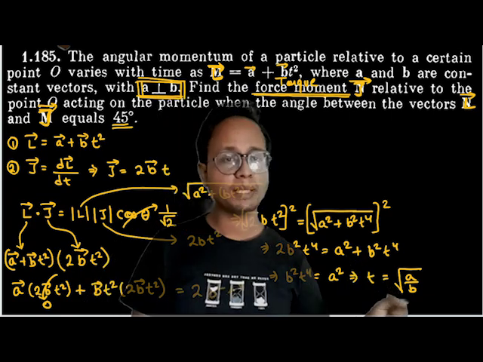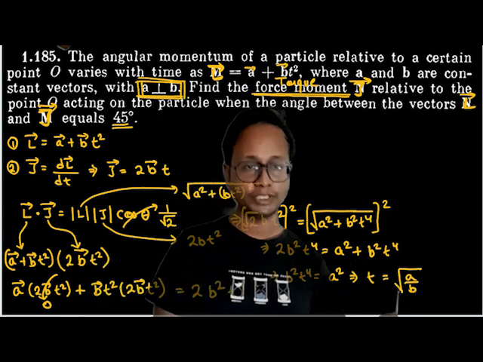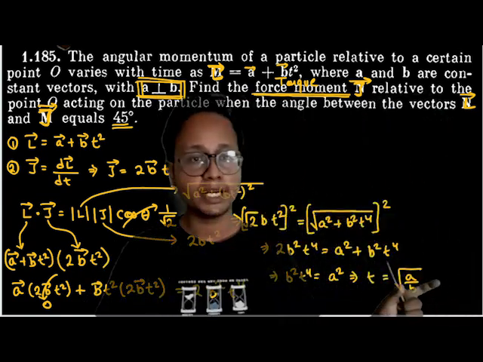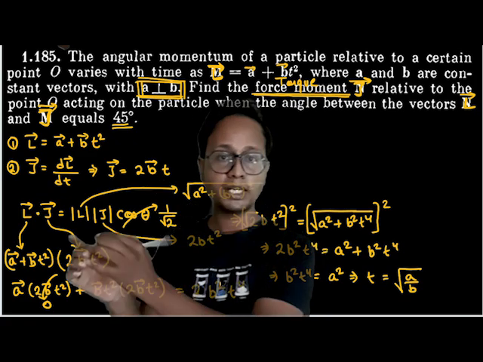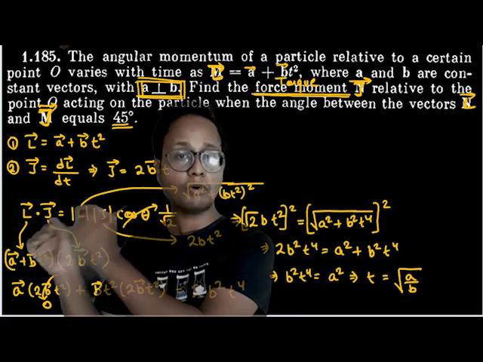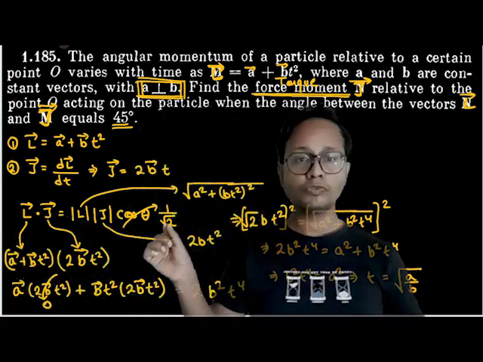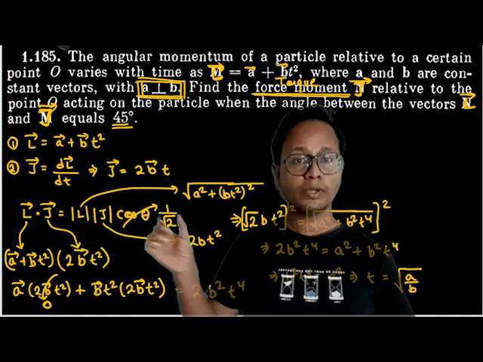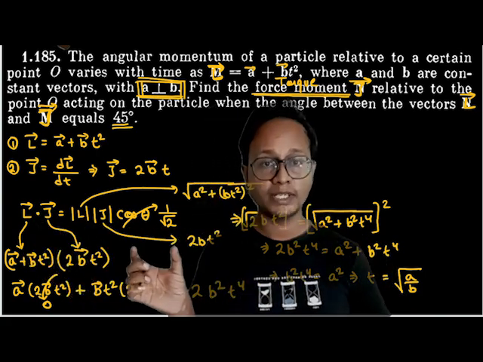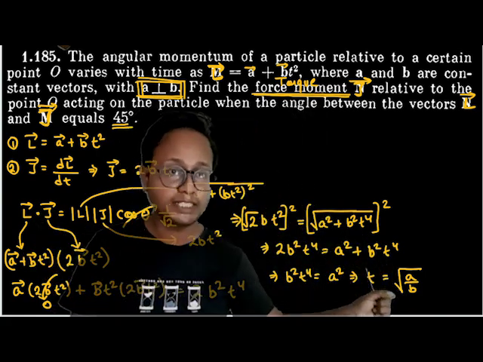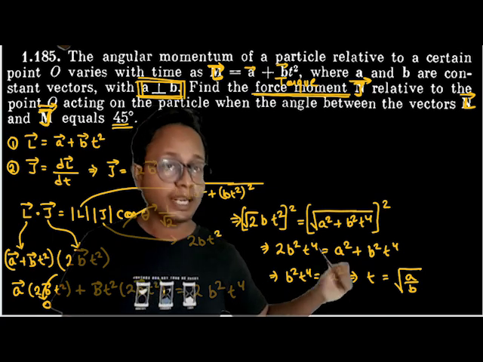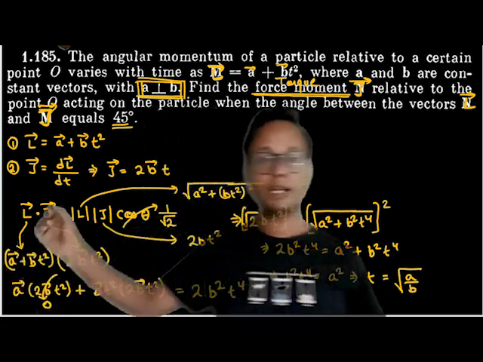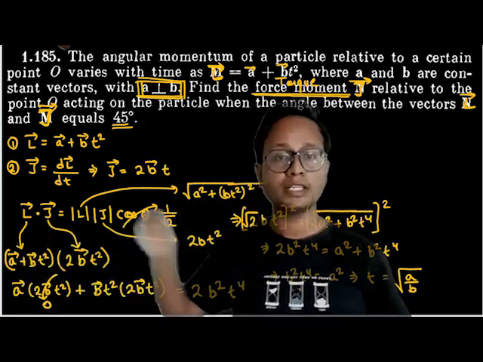That means what is happening out here? Or what did we obtain out here in this equation? See, in this equation we obtain that when the angle between the torque vector and the angular momentum vector, or when the angle between these two vectors, is equal to 45 degrees, that happens at time t equal to the square root of a by b. That means when time t is equal to the square root of a by b, the angle between the angular momentum vector and the torque vector is equal to 45 degrees.